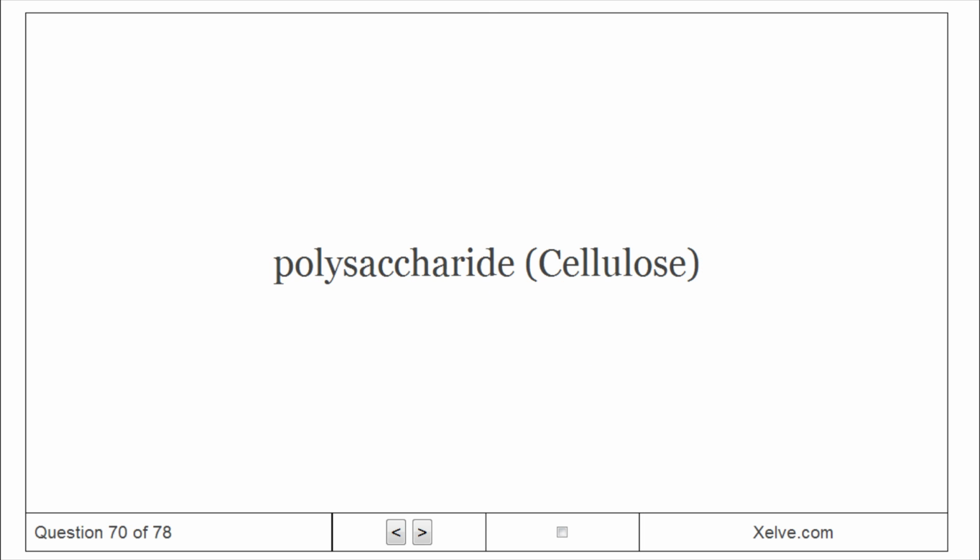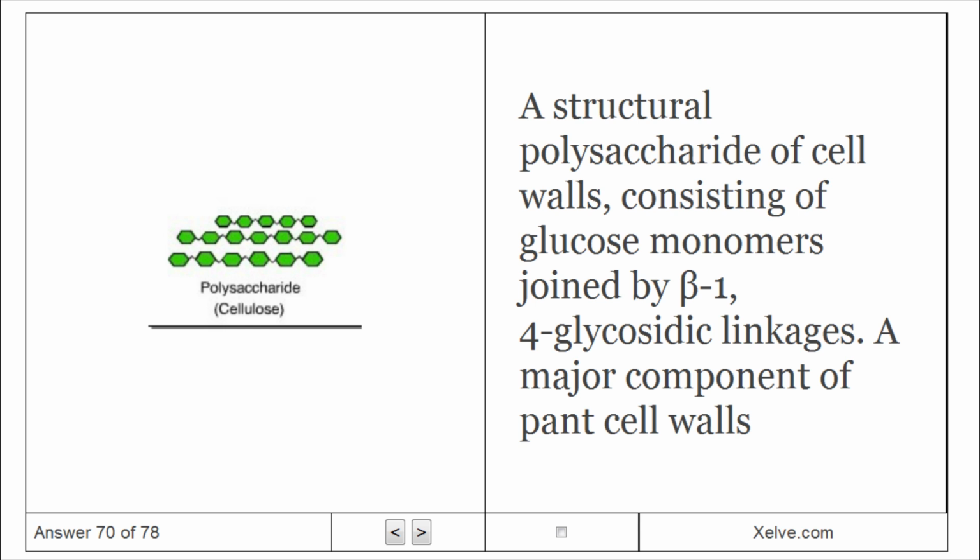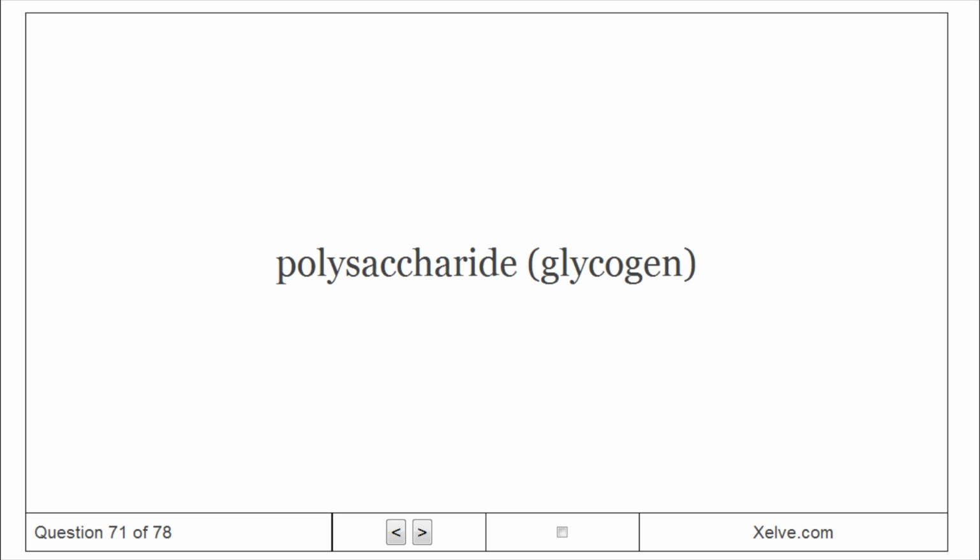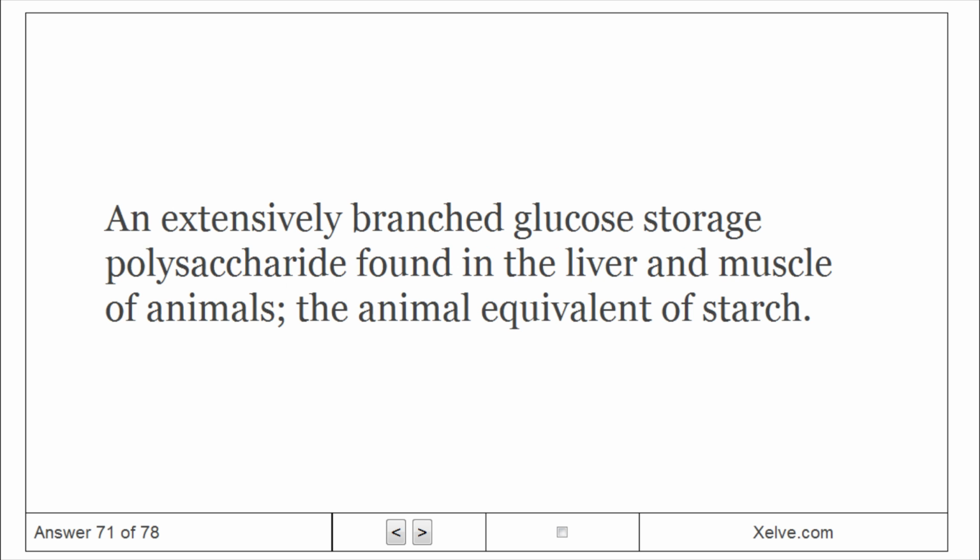Polysaccharide, cellulose. A structural polysaccharide of cell walls, consisting of glucose monomers joined by beta-1,4 glycosidic linkages, a major component of plant cell walls. Polysaccharide, glycogen. An extensively branched glucose storage polysaccharide found in the liver and muscle of animals, the animal equivalent of starch.